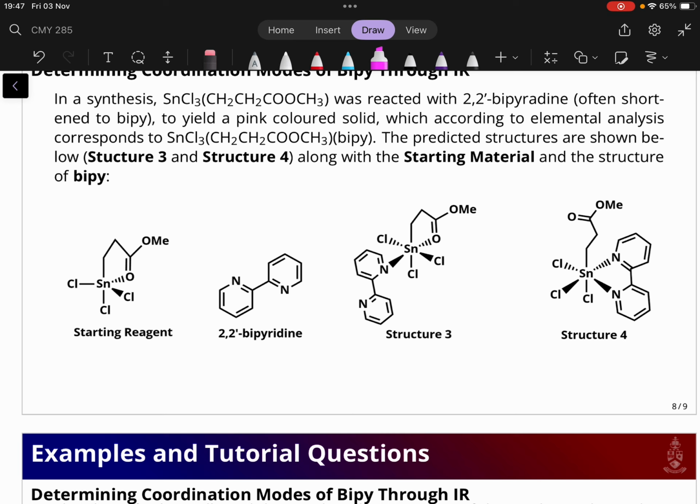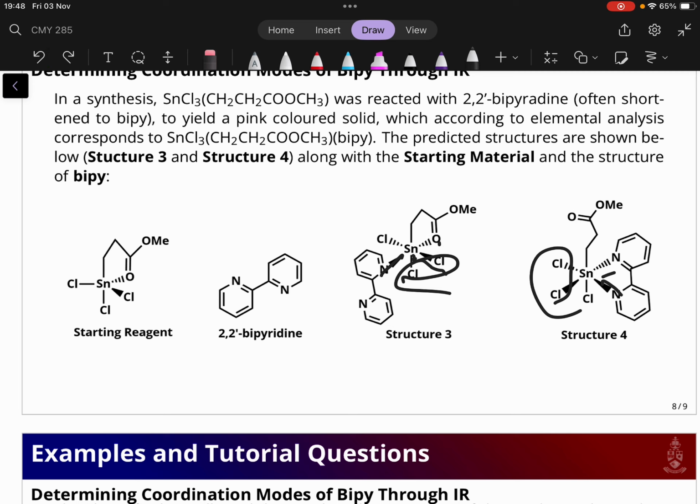Now we can start talking about how we'll be able to differentiate between these. So both of them have tin chloride bonds, so there are some chlorines there. And both of them are going to have tin nitrogen bonds. So the only real difference is essentially whether or not the ester group is coordinated or is free.